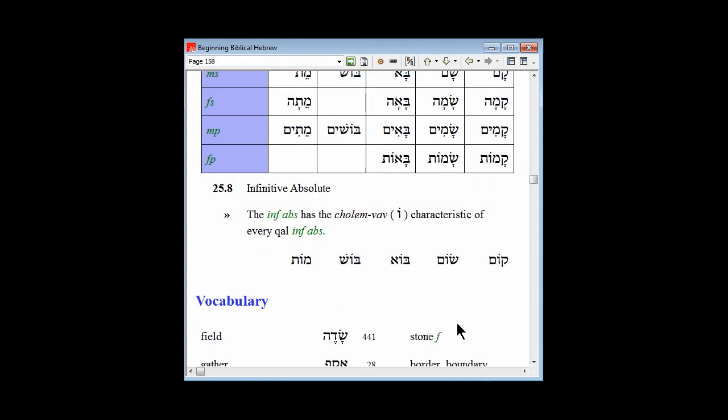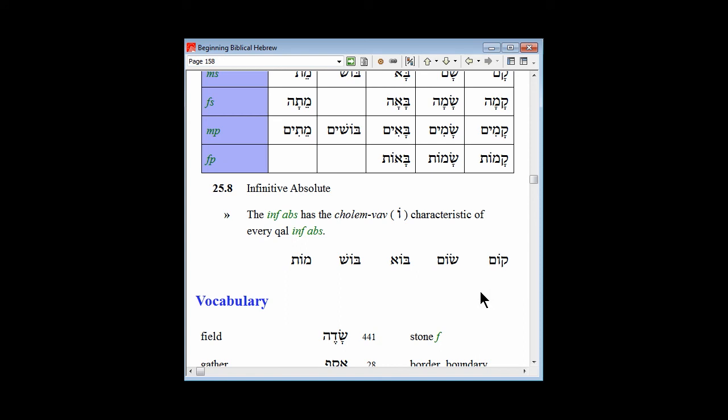The infinitive absolute will have the characteristic holem vav, and if you look here, in some of these, mot, bosh, bo, that's also going to be identical with the form that could be an infinitive construct, or your second masculine singular imperative. Now, som right here, the lemma is seem, so there's a change there. That would obviously be infinitive absolute. And then kum changes to kom, so that would be an obvious infinitive absolute.